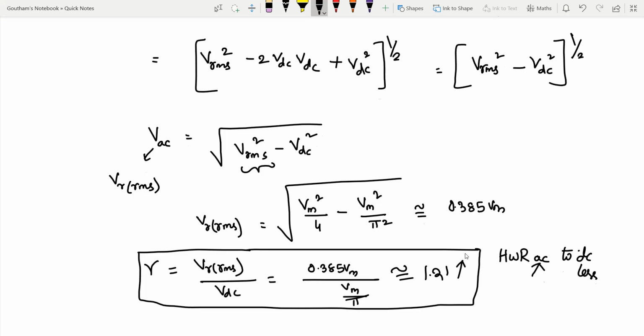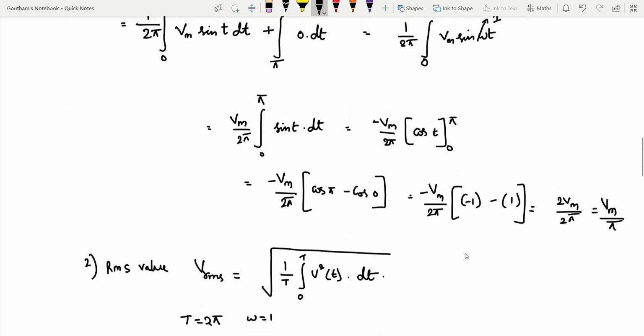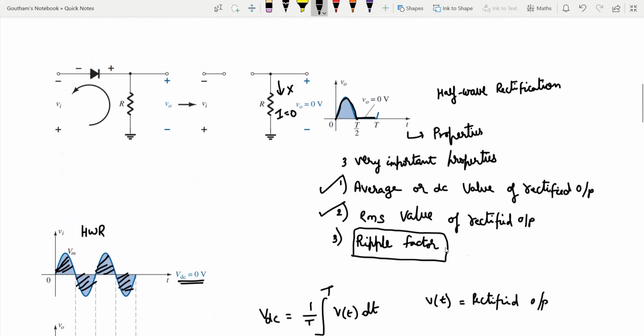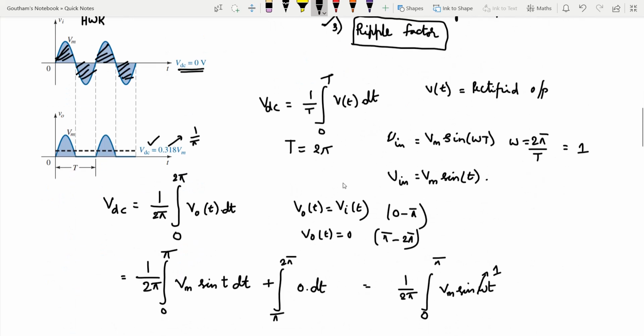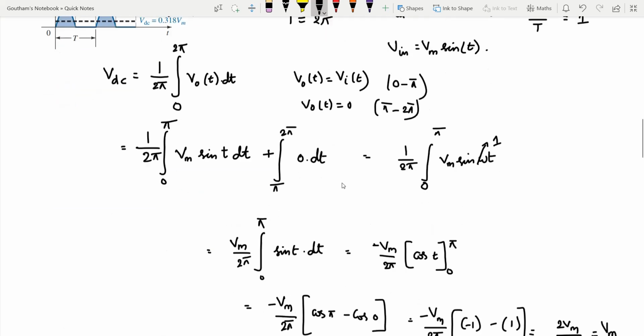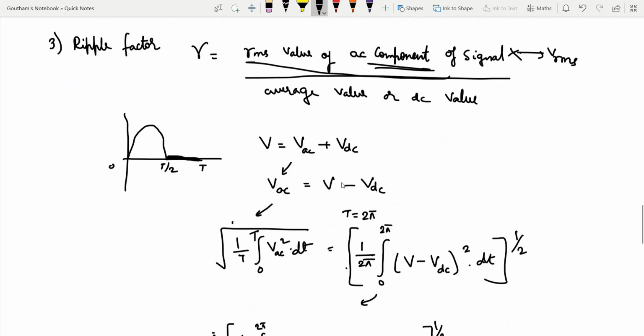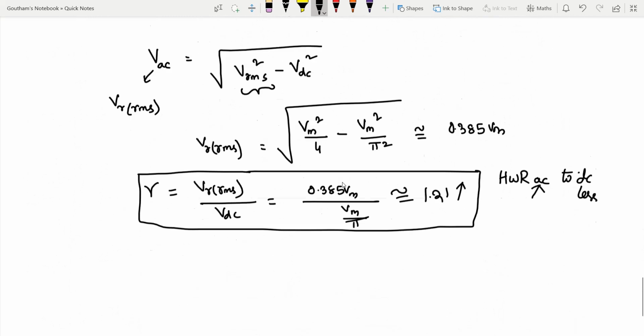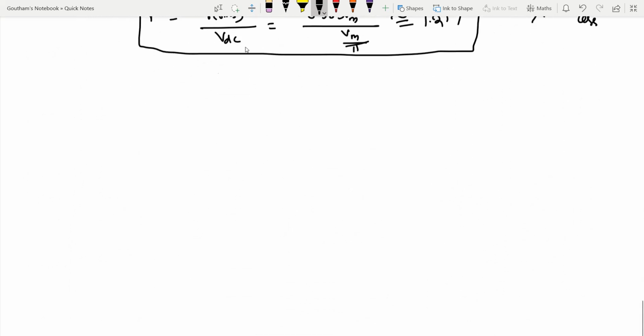So these are the three important parameters. We have derived all three properties: one is the average value, the other is the RMS value, and the other is the ripple factor. Now let us try to improve the output of this half wave rectifier by introducing a capacitor filter. So the next topic is introducing a capacitor filter in the half wave rectifier.